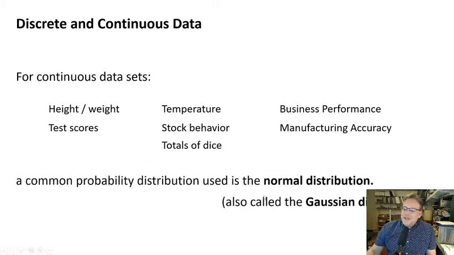A common probability distribution, like I said, is the normal distribution. Again, this is called the Gaussian distribution.